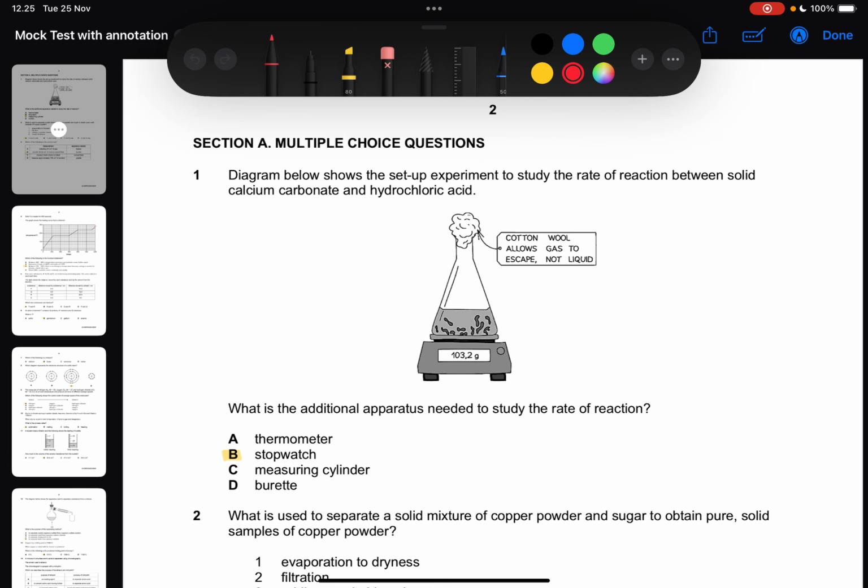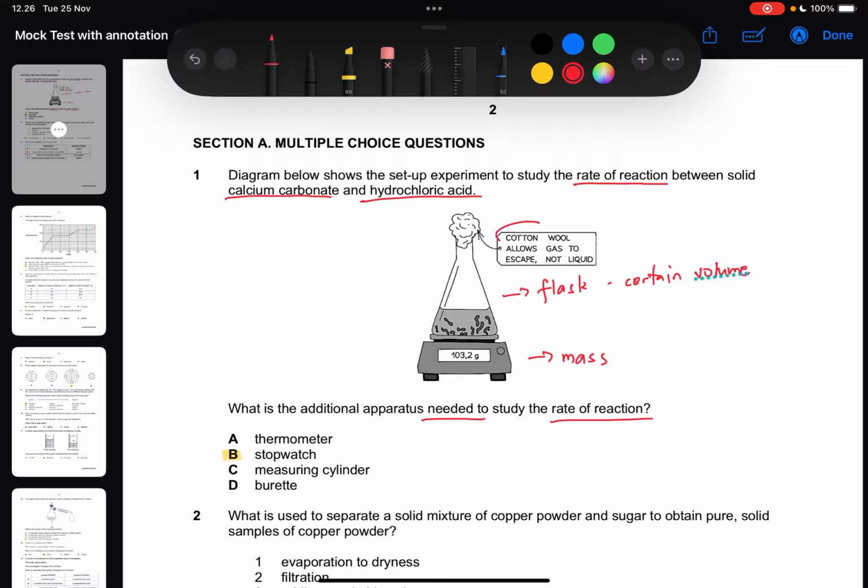The diagram below shows the setup of the experiment to study the rate of reaction between solid calcium carbonate and hydrochloric acid. What is the additional apparatus needed to study the rate of reaction? First, to study the rate of reaction, we need the mass, which is already provided by the balance or the weighing scale given. In our setup, we already have the flask, which already has a certain volume. So it means the volume is already given.